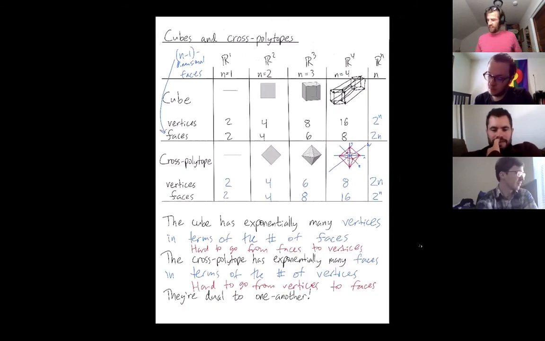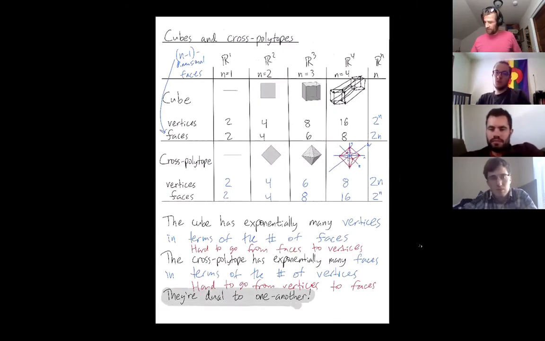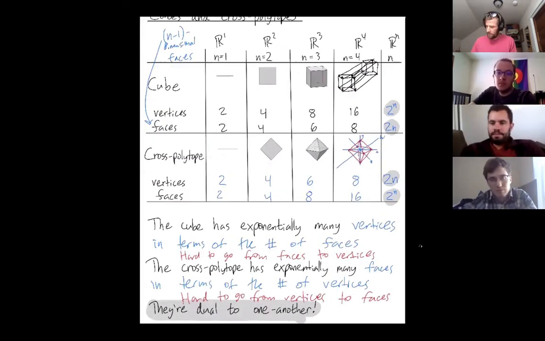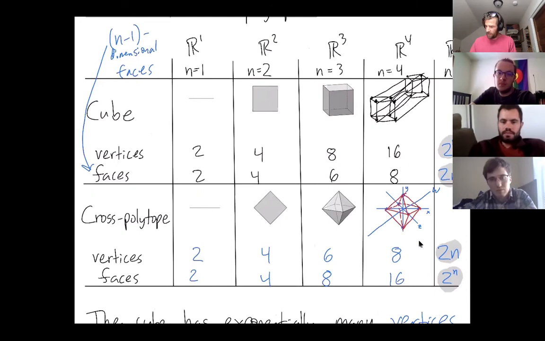Let me end this video just by explaining the comment that cubes and cross-polytopes are dual to one another. It's no surprise that these formulas for vertices and faces just got flip-flopped. Okay, these shapes are dual. And what does that mean? So I'll draw my picture in 2D first. The dual object of this 2D cube is obtained as follows. For each face, put a vertex. And then whenever two faces intersect, draw an edge.